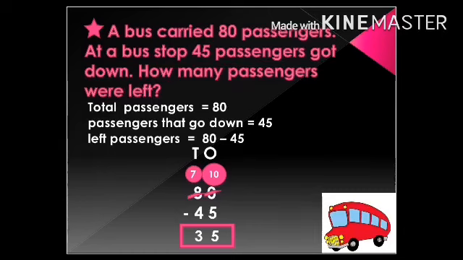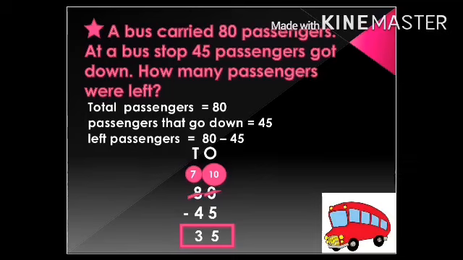Let's start. Total passengers is equal to 80. Passengers that go down is equal to 45. Left passengers is equal to 80 minus 45. Now we can't subtract 5 from 0. So we will take borrow from 8. 8 will become 7 and 0 will become 10. 10 minus 5 is equal to 5. 7 minus 4 is equal to 3. So our answer is 35.